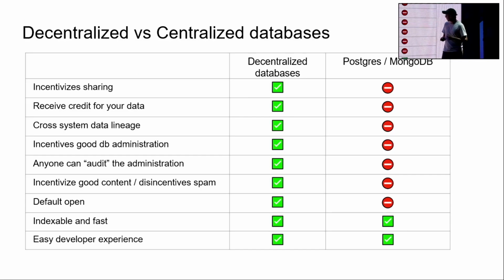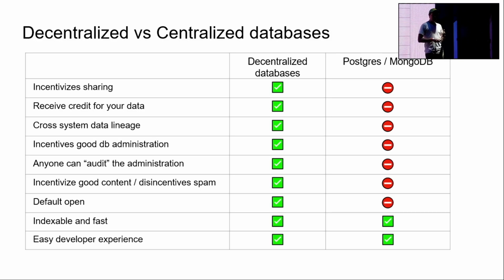So just to give a quick overview of the differences between a decentralized database and a centralized database: comparing a decentralized database like DBDAO, which we created, to Postgres, decentralized databases incentivize people to share. So you make money when you share your stuff. You receive credit for it. Because it's all on the blockchain, it's very interoperable.